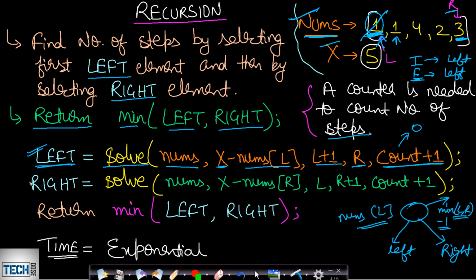Now we will be making the right call. So first of all we had assumed that we will first be selecting this left element. Now we will assume that we will not be selecting this, but we will be selecting this right element first. So when we select this right element first, we will be passing the nums array which is this entire array, and since we are selecting the right element which is nums at r, our x value will be reduced by the value which we are selecting, which is x minus nums at r. Our left pointer will remain at the same position because that was not selected.